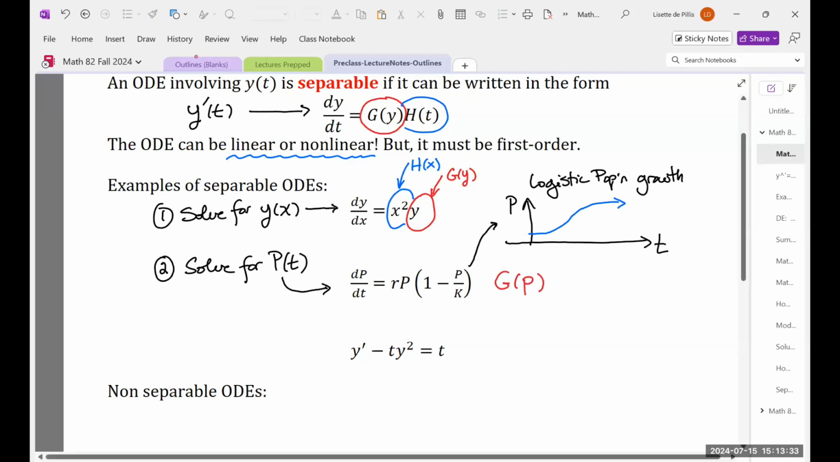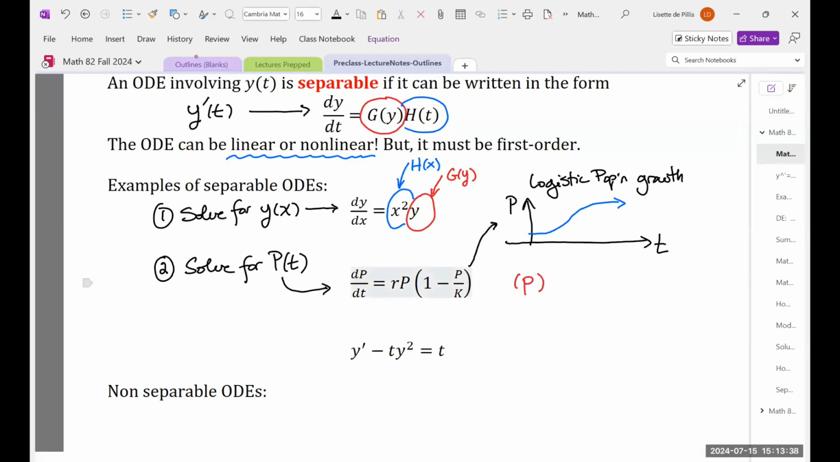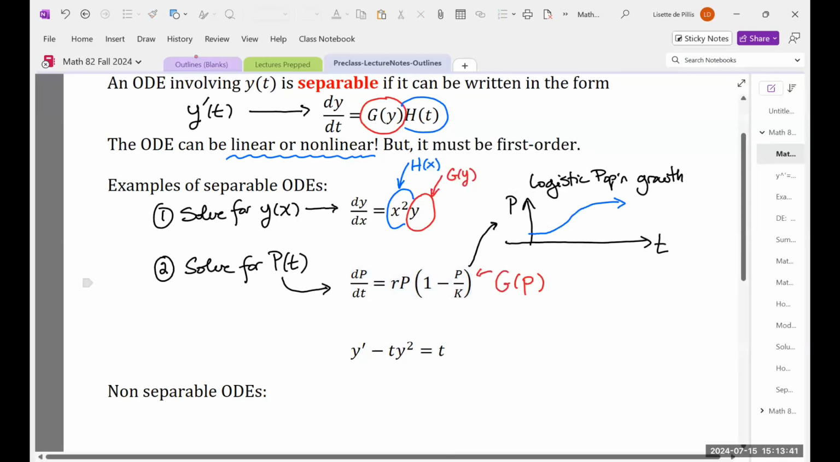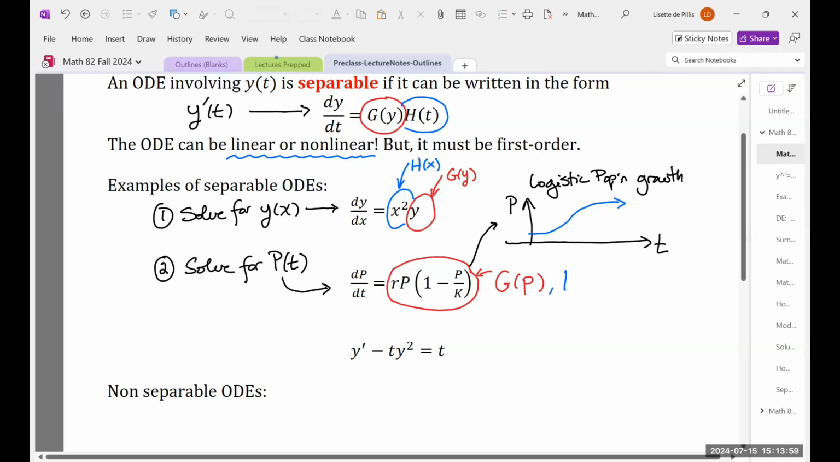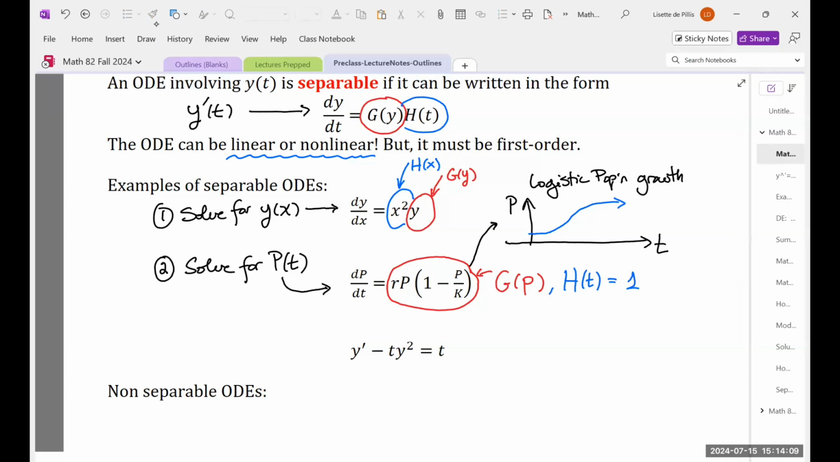All right, for this right-hand side here, we can actually decide that we want our function of p to be the entire thing. Because if you notice, because the system is autonomous, the independent variable t doesn't even show up. So the right-hand side can be my entire g of p, and then what plays the role of h can just be the constant 1. But that's not the only way to do it. There is another way to do this. So sometimes these separations are not unique.